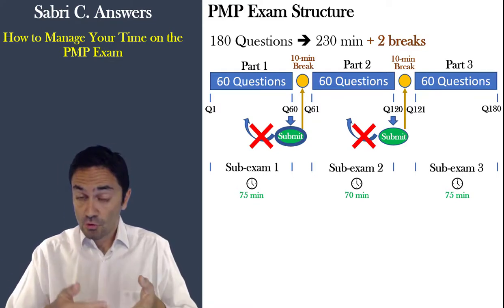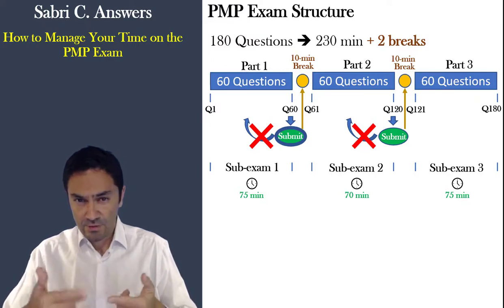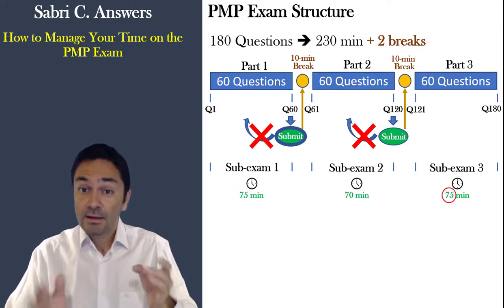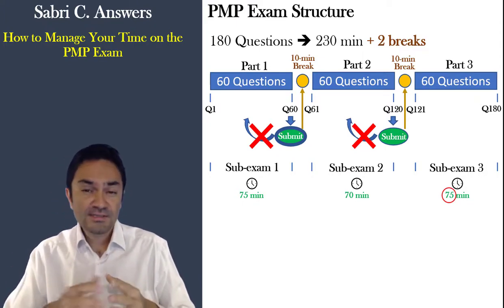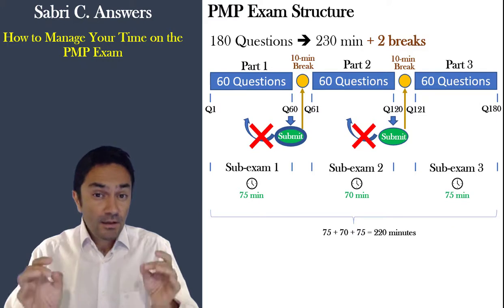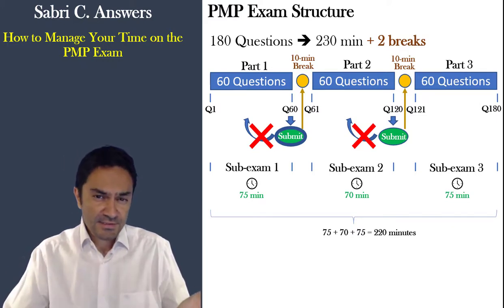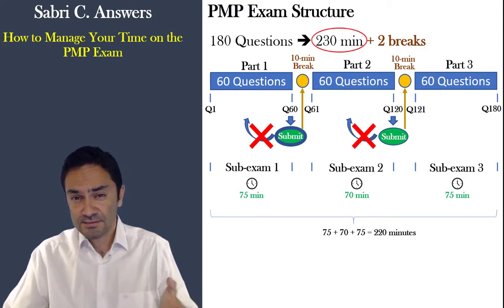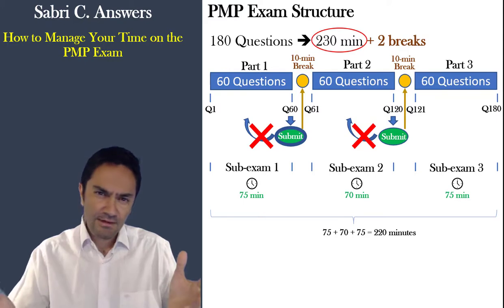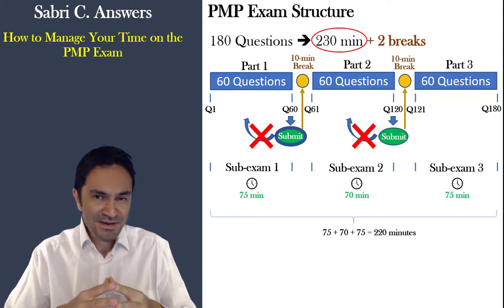I mean, solving this many questions may cause you to get tired when you are about to reach the end, and we added an extra 5 minutes to the third part for this reason. Okay, if you add these durations, we get 220 minutes, but I said you will have 230 minutes to answer the 180 questions. This is 10 minutes less than what I suggest. Is there a mistake here?